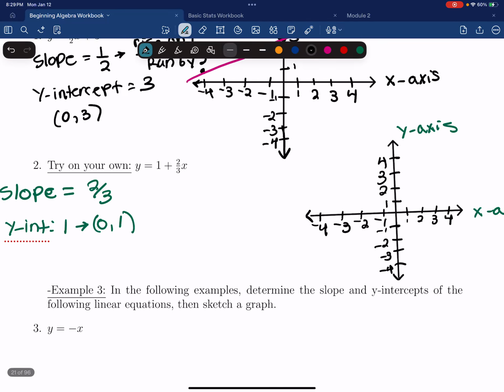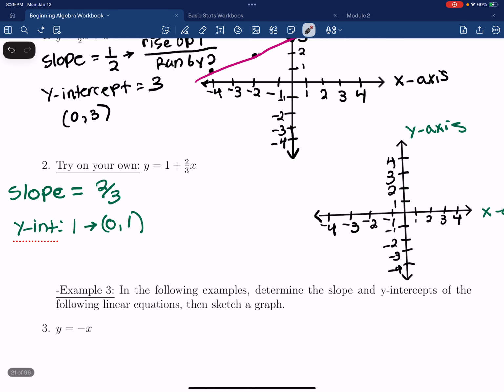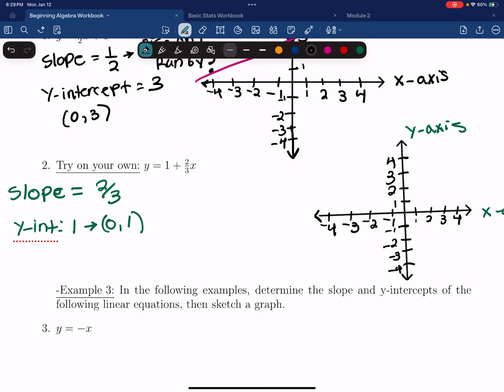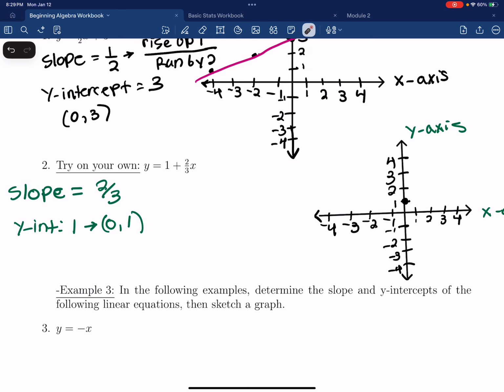So we know our y-intercept is at 0, 1. So we're starting here and we're going up by a value of 1. So this is our y-intercept. Now our slope is 2/3. So that means we're going to go up by 2 from our y-intercept. So we're going to go 1, 2.